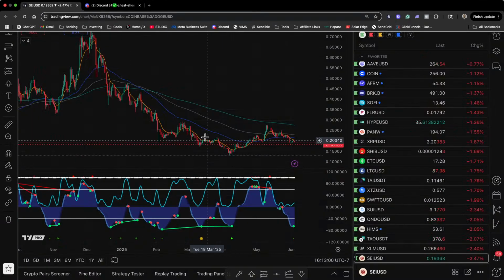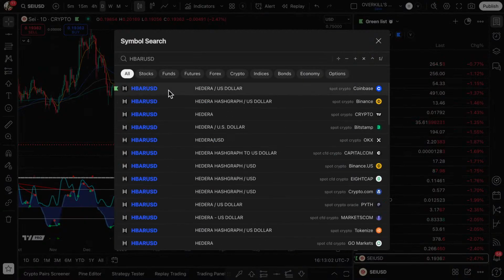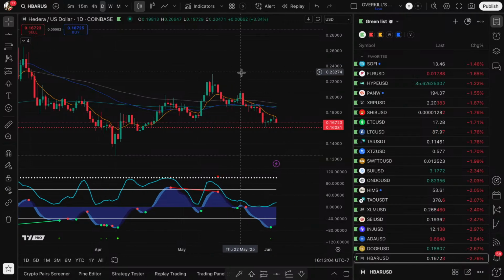I see one for H-bar from Chuck. SEI is still a solid hold. Okay, look for a place to average in on it. Same thing with H-bar, solid hold here. If it comes down to 14, you're just going to buy more.